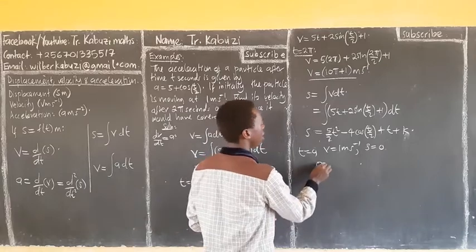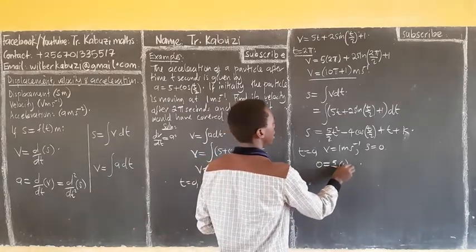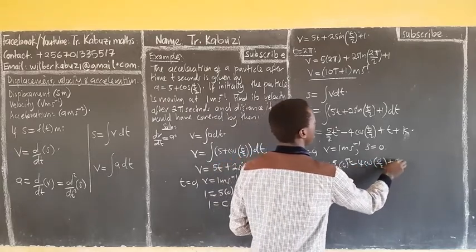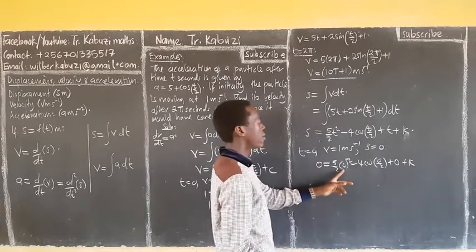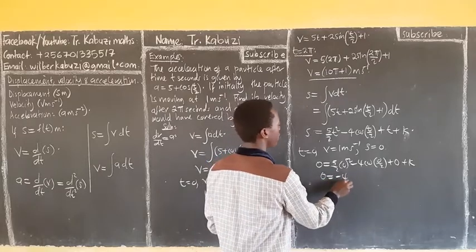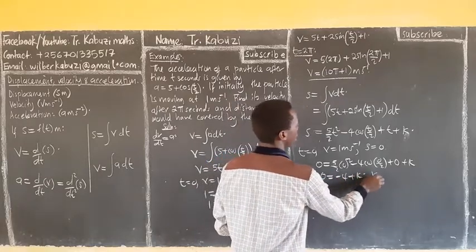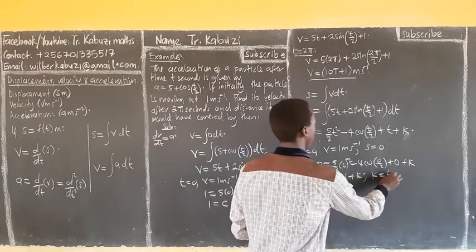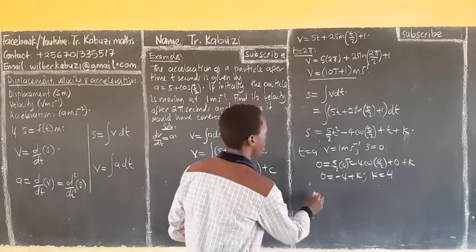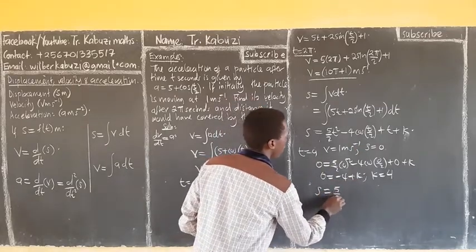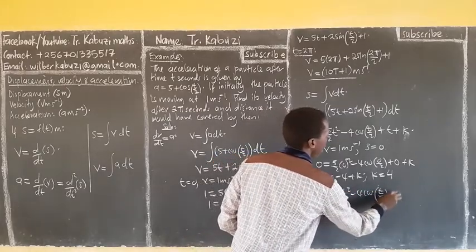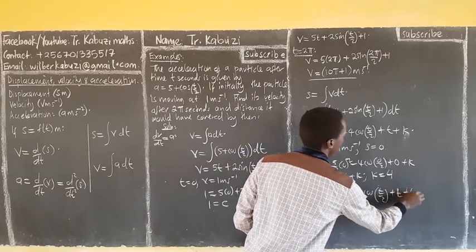So putting here, it will be 5/2 into 0 squared, minus 4 cos of 0 over 2, then plus 0, plus k. This will be 0. Cos of 0 is 1. So here I have 0 equal to -4 plus k. From here, k will be +4. So putting it now in this formula, I'll be having s equal to 5/2 t squared minus 4 cos of t over 2, then plus t, then plus k, which is 4.